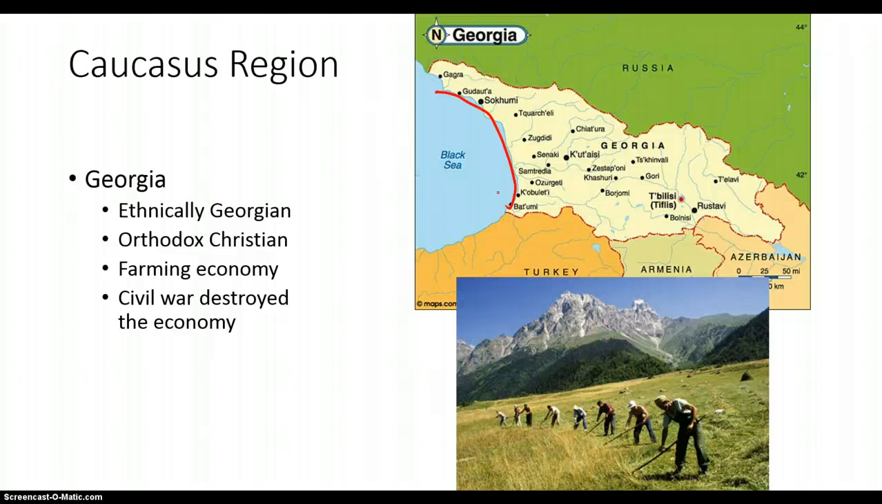But one of the issues that has plagued Georgia recently is civil war. And the problem with civil war is that it greatly destroys the infrastructure of a country. And since this country has an economy that's based on farming, much of the farmland, the basis of the economy, was destroyed during the Civil War. So Georgia is still working its way back from these civil issues.